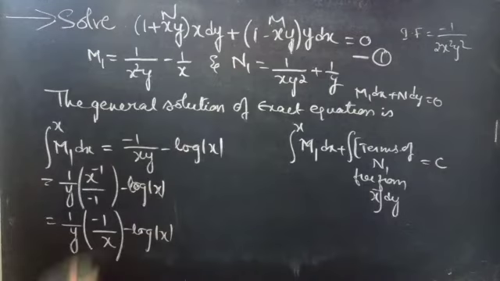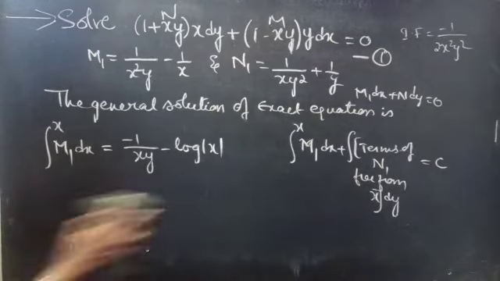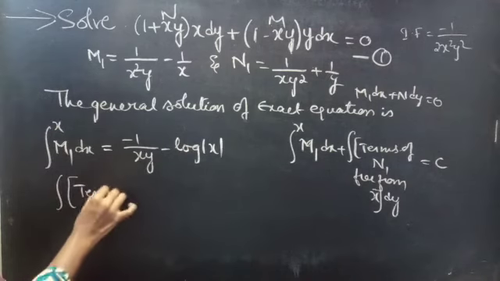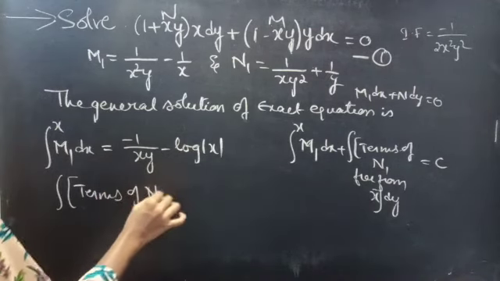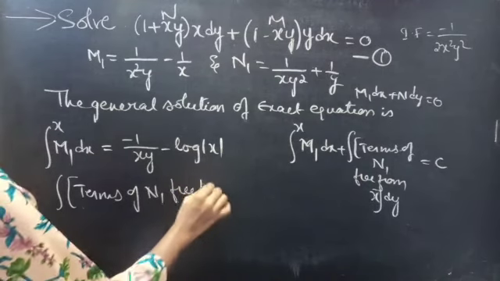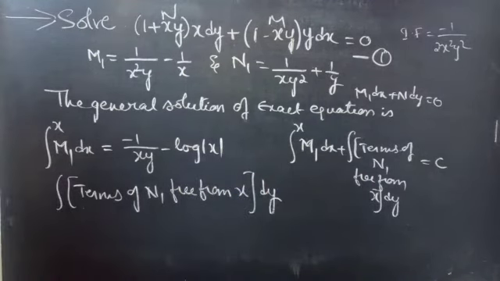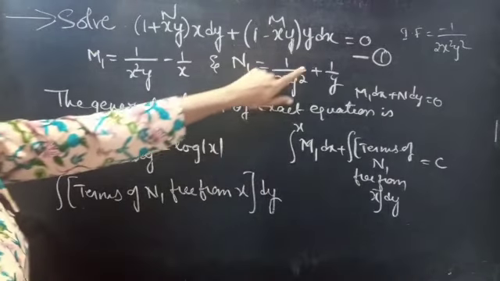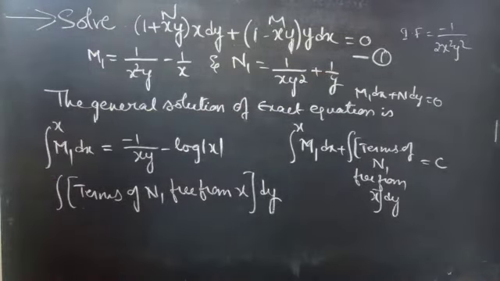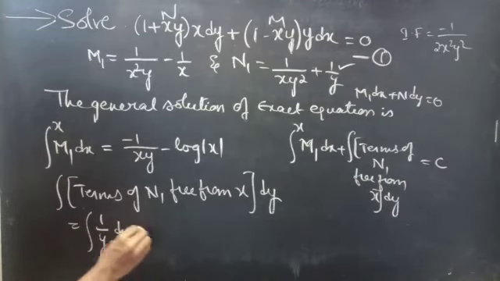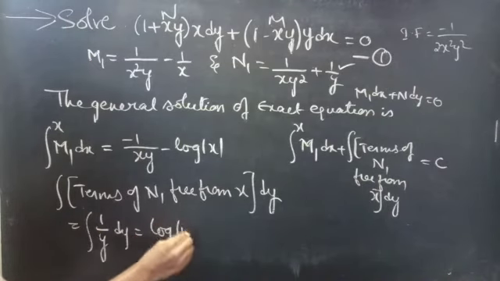Now consider the second integral, the integral of the terms of n1 free from x into dy. We have n1 equals 1 by x y square plus 1 by y, right? So the term of n1 which is free from x is 1 by y. This is equal to integral 1 by y dy, which equals log mod y.